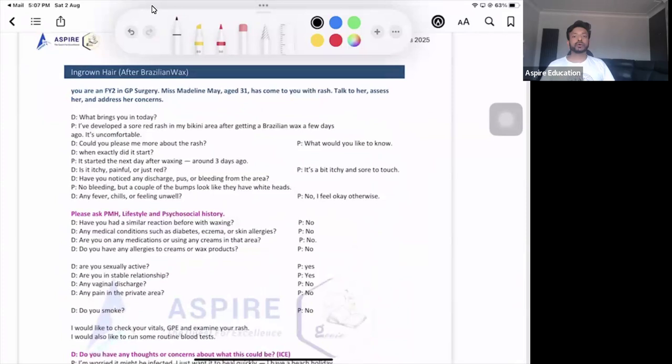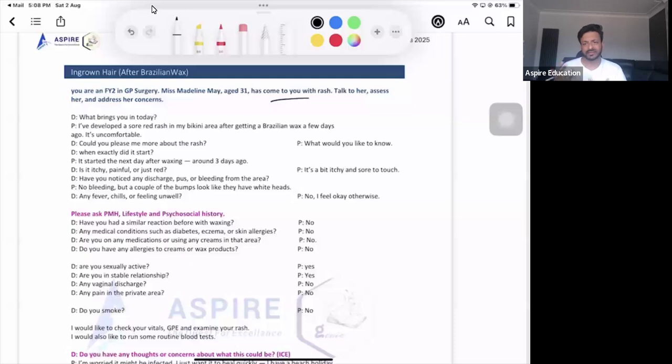Another one is ingrown hair. It's not a very new scenario, I would say. It's been around for a very long time, but we have seen it coming up again recently. Okay, so you are in a GP surgery and the patient is 31, has come to you with some rashes. How can I help? Since I've developed a red sore rash in the bikini area. The patient says that I went for a Brazilian wax a few days ago, and now I feel I've got this rash in the area.